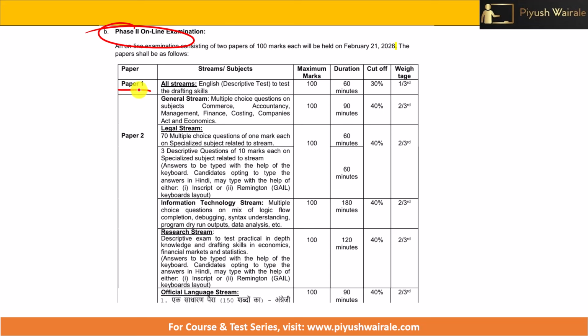Now in phase 2, you can see paper 1 and paper 2, but paper 1 is common to all streams here. That is the English descriptive test. So you have to type the answer. So you have to practice on the keyboard here, because you have to type down the answer there.